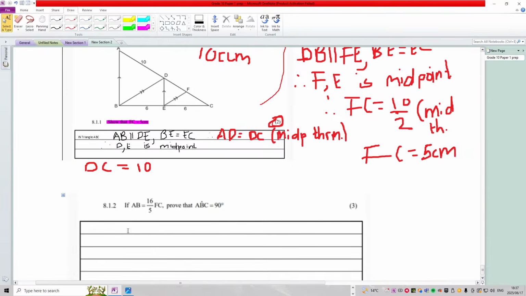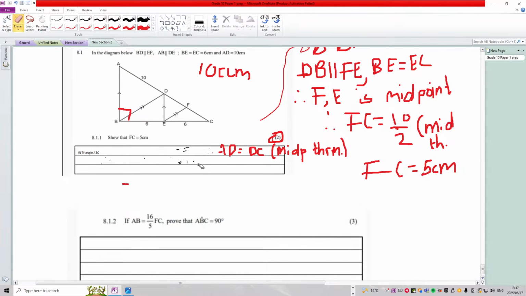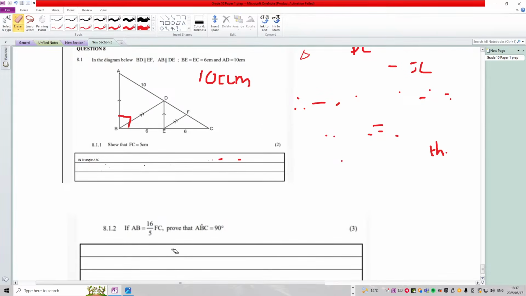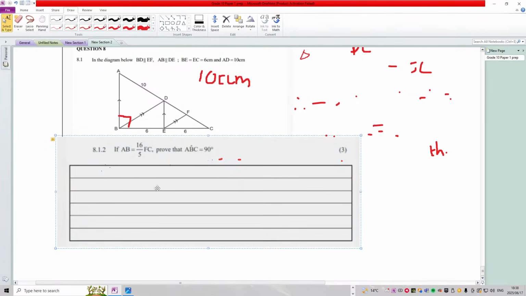Okay. So AB is equal to 16 over 5 FC. Prove that angle ABC is equal to 90 degrees. So we have to prove that this angle over here is 90 degrees. Now, I'm just going to erase everything else for the sake of us seeing everything a bit clearer. We've proven all of that. I'll just recall that information if I do need it.